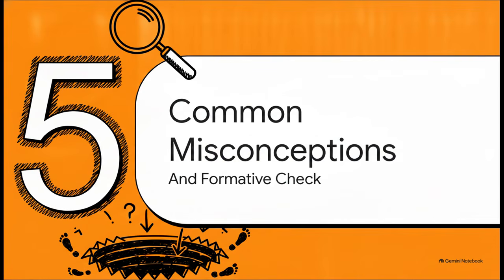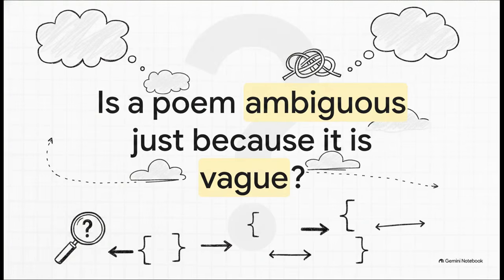Section 5. Misconception and formative check. Now that your toolkit is packed, I want to challenge you with a pitfall that trips up a lot of beginner detectives. Here is the question. Is a text or a poem ambiguous just because it is vague or seems to be missing meaning? Beginners often read a confusing poem and immediately think, oh, the author is just being open-ended. They want me to just use my imagination and fill in the blanks.